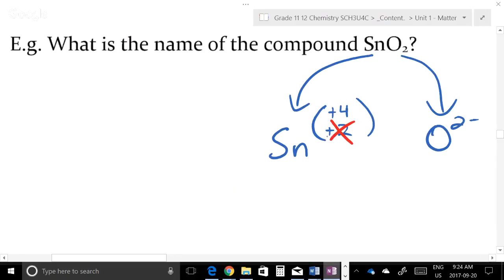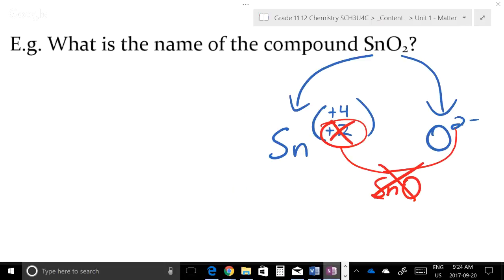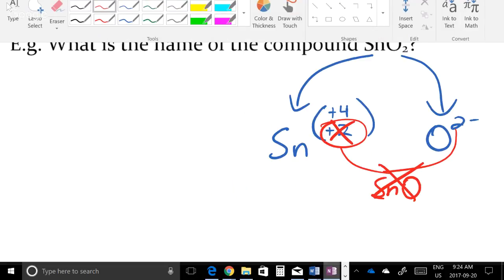because if this were 2, then it would cancel itself out right away, and we'd just get SnO, right? But is that what we get? The question is SnO2. So that can't be it. So it can't be +2. So then it must be +4. Now let's check. Does that make sense? Do 2 oxygens with a charge of -2 cancel 1 tin with a charge of +4? Yeah, that makes sense. So the answer must be +4.